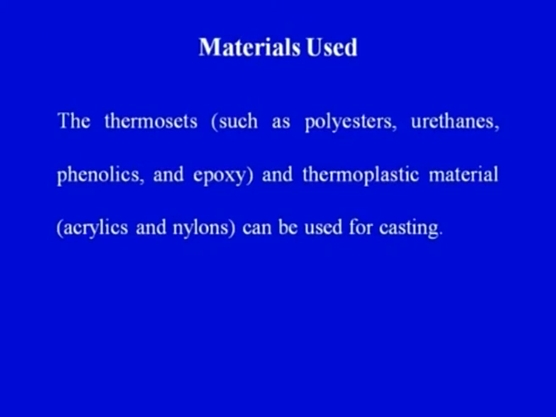Now, what are the materials used in the casting process? The thermosets such as polyesters, urethanes, phenolics and epoxy, and certain thermoplastic materials like acrylics and nylons can be used for the casting process. This particular process can be used to cast a wide variety of plastics into the desired shapes. A large type of plastics can be converted into the final shape of the mold using the casting process.